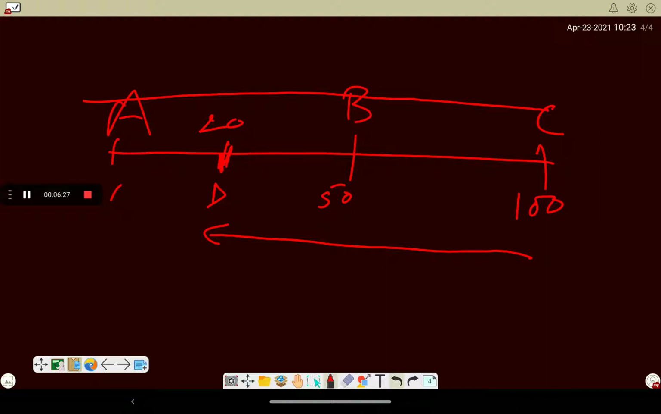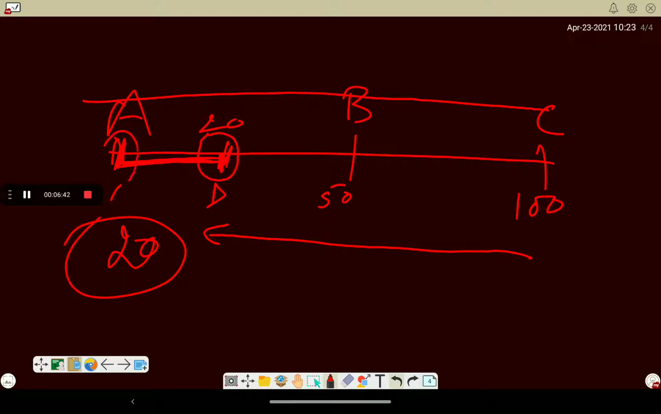So displacement is the shortest path between initial and final point. So your displacement will be 20. So displacement is the shortest path between initial and final position. This is your final position, this is your initial position, so it's the shortest path, okay. Whereas distances you have to add.